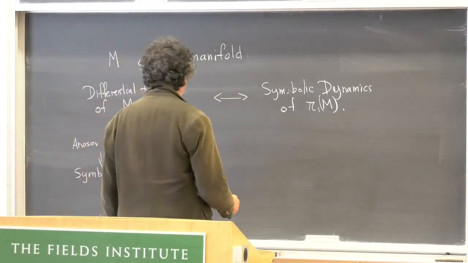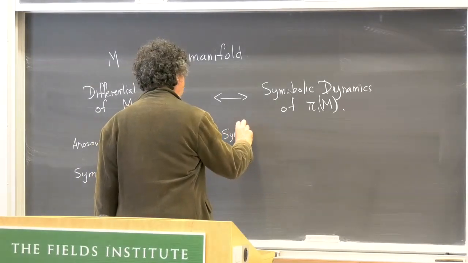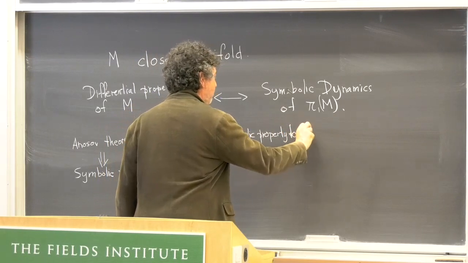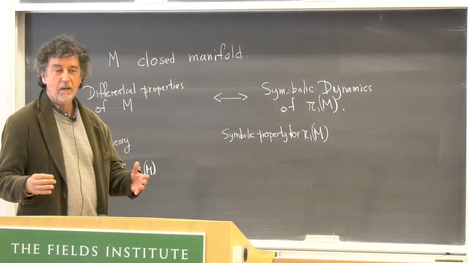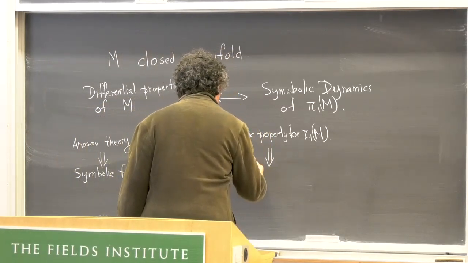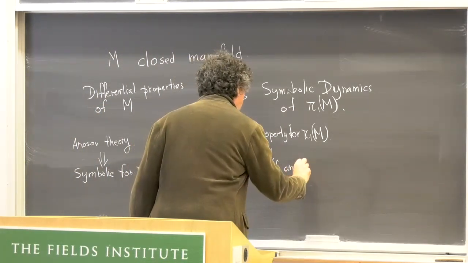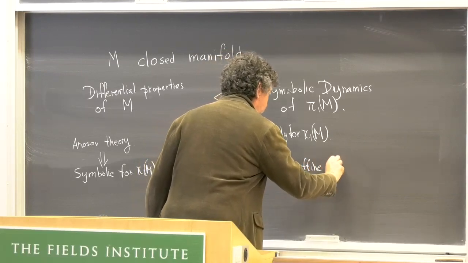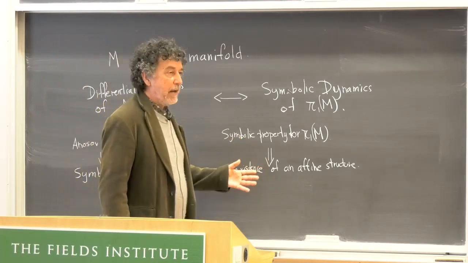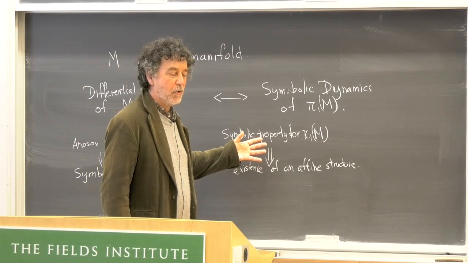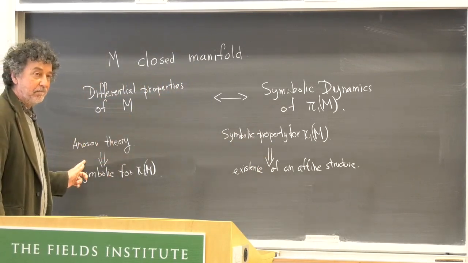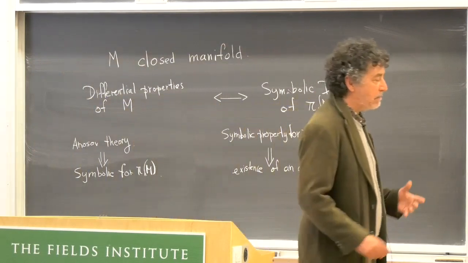And there is a second thing, that some symbolic property for pi1 of M for some special spherical manifold will imply the existence of affine structures. And this is connected with what was called the Milnor conjecture. But most of my talk will be about this part, because this one is a little bit more simple.